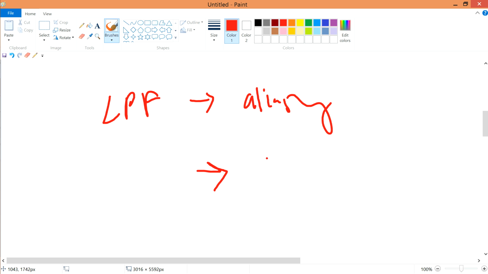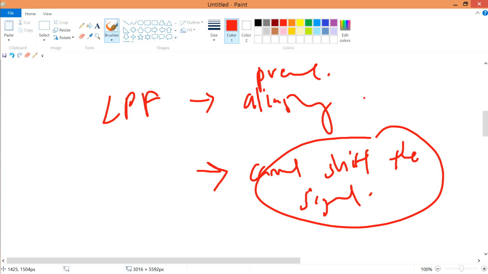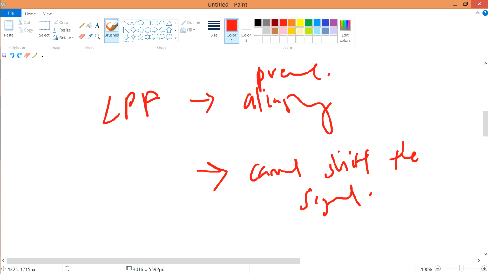However, this is the problem that comes in. The low pass filter helps prevent aliasing, but maybe I should write it down first: you cannot shift your signal. You cannot shift your signal. So I repeat again, your low pass filter can help prevent the aliasing.